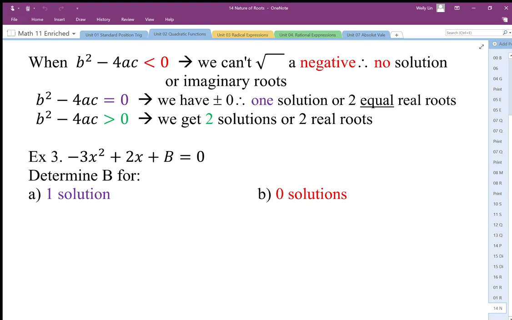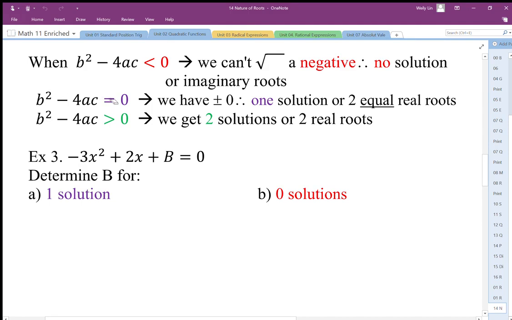Summarize the nature of roots as follows. If the discriminant is less than 0, we end up with a negative inside, and we can't square root the negative. Therefore, we have no solution, or what we call imaginary roots.